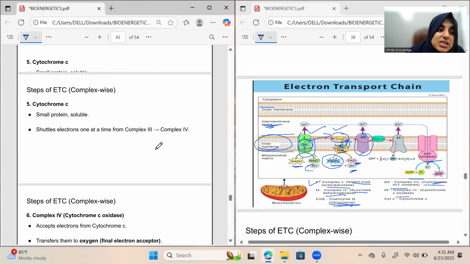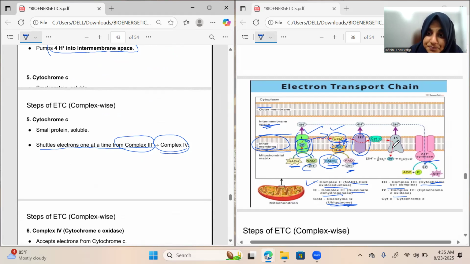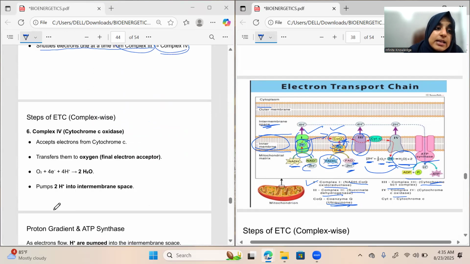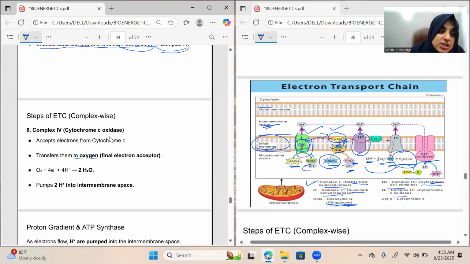Now what is cytochrome C doing? It is small and soluble, and it shuttles electrons one at a time from complex 3 to complex 4, as you can see over here. Hydrogen plus oxygen get added with electrons in order to produce water molecules. So what is being produced over here? Water molecules are produced at complex 4, where electrons are transferred to oxygen. As I just told you, oxygen plus 4 electrons plus 4 hydrogen positive produces 2H2O.